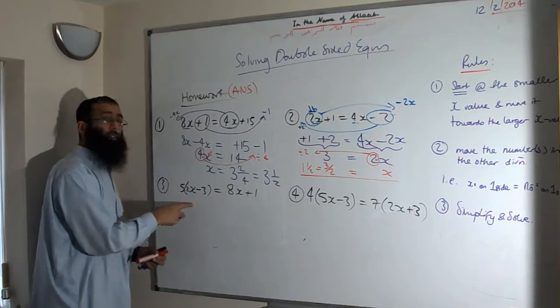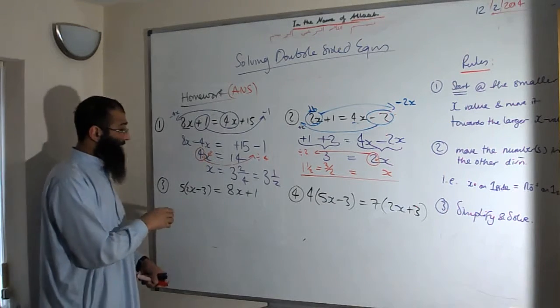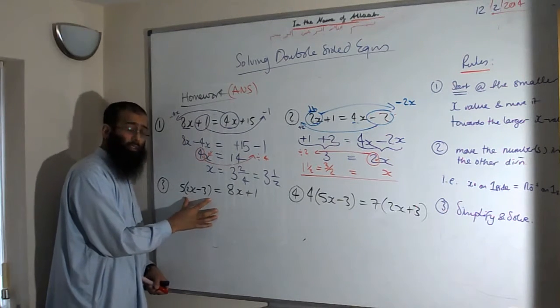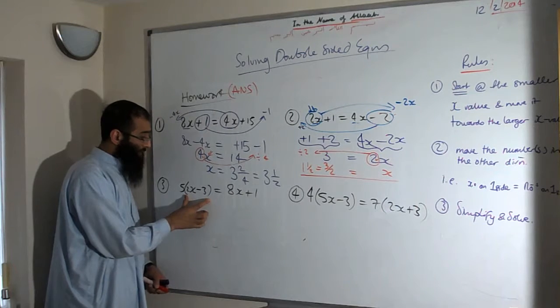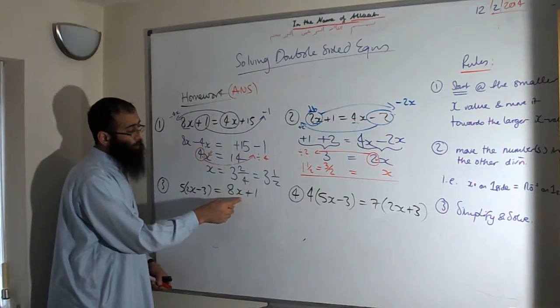Okay, this question over here. Question number 3, as you can see here, we've got simple brackets on this side, and then we've got 8x plus 1 on that side.